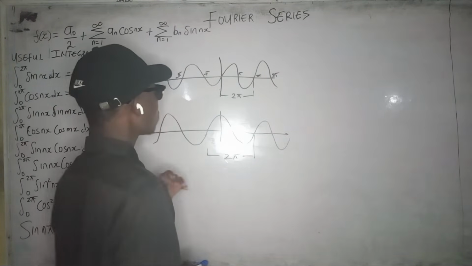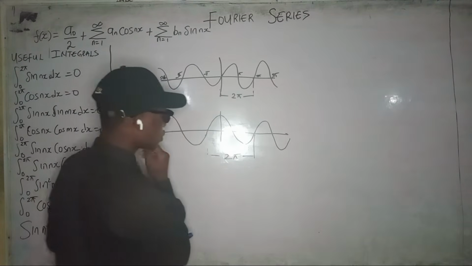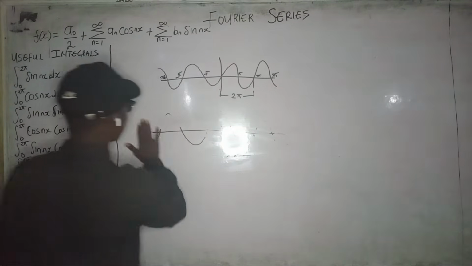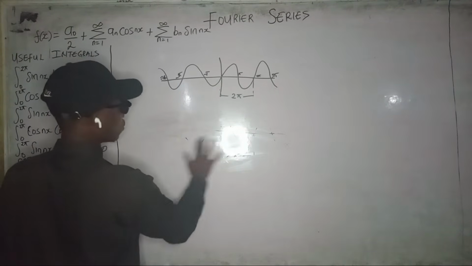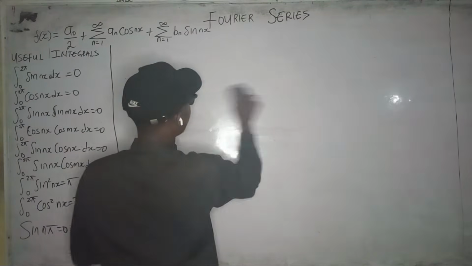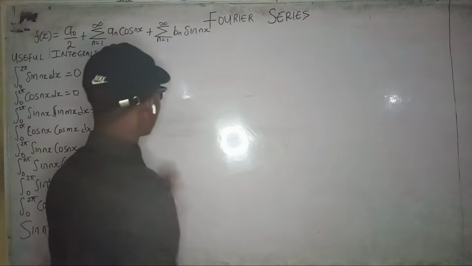So now let us move on a little bit. We have this minus pi over 2, pi over 2. Let us move on.